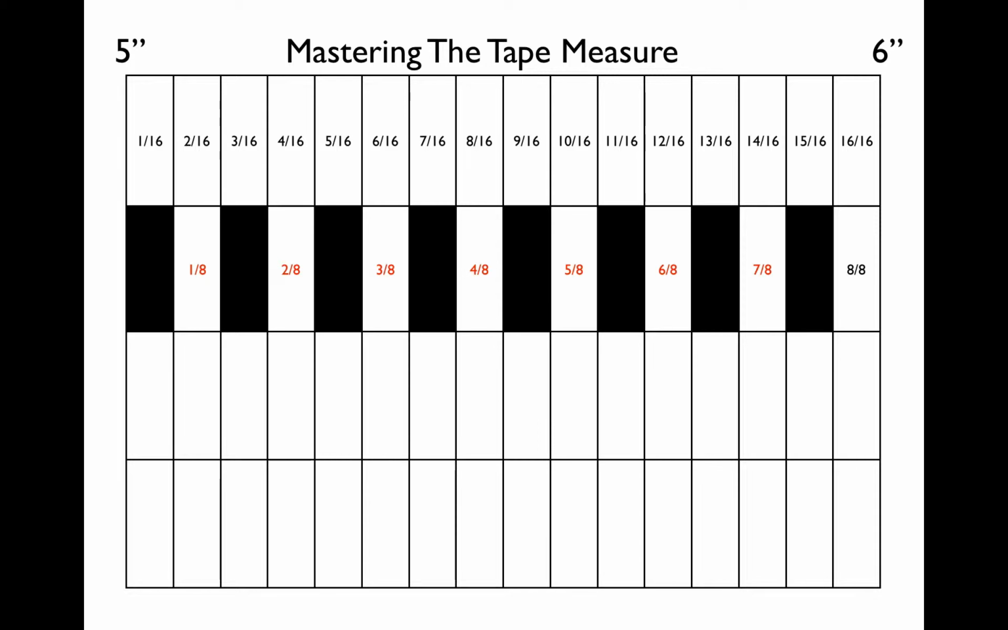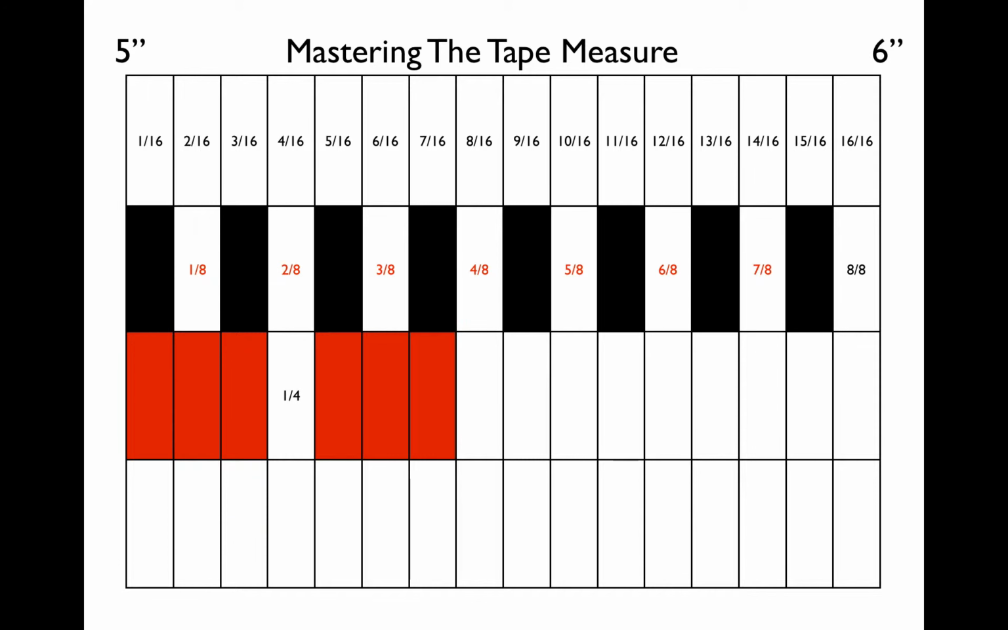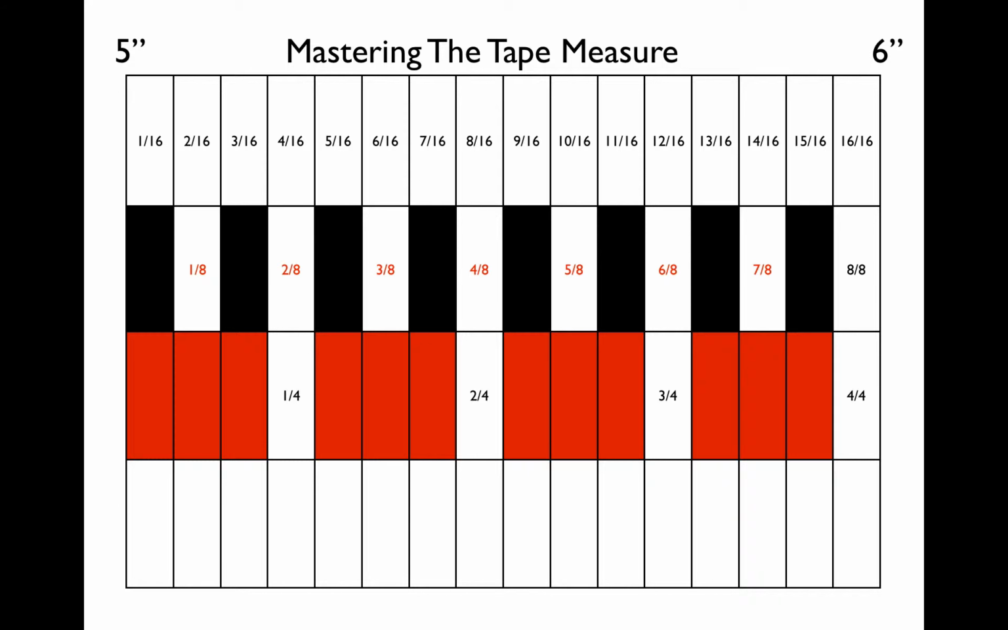Now, every 4 consecutive 16ths is equivalent to 1/4. 1, 2, 3, 4, 1/4. 1, 2, 3, 4, 2/4. 1, 2, 3, 4, 3/4. 1, 2, 3, 4, 4/4. 4/4 is equivalent to 1.